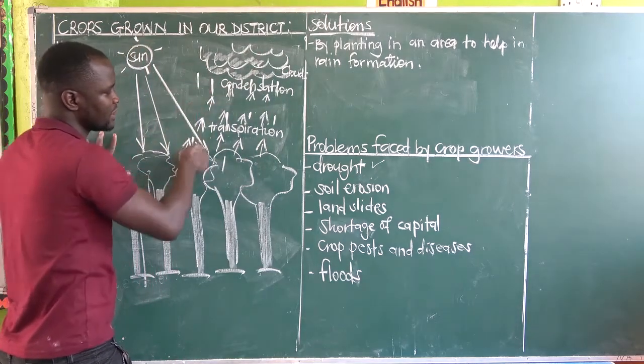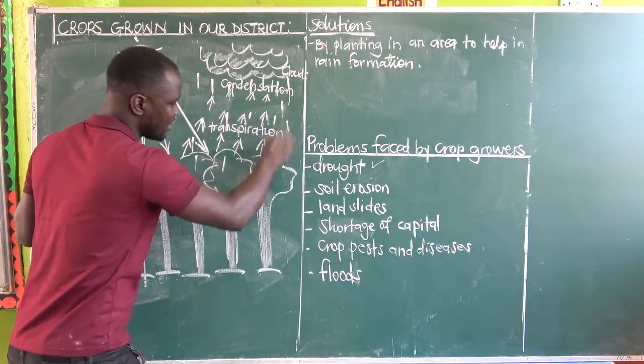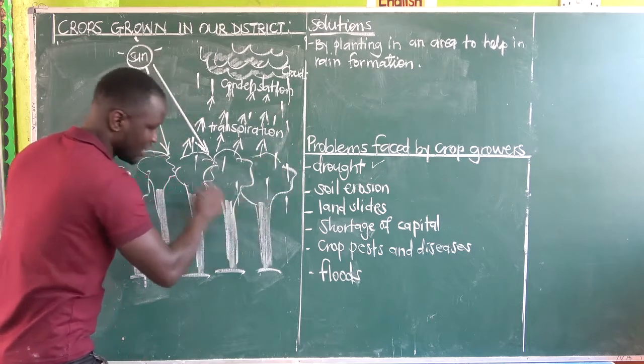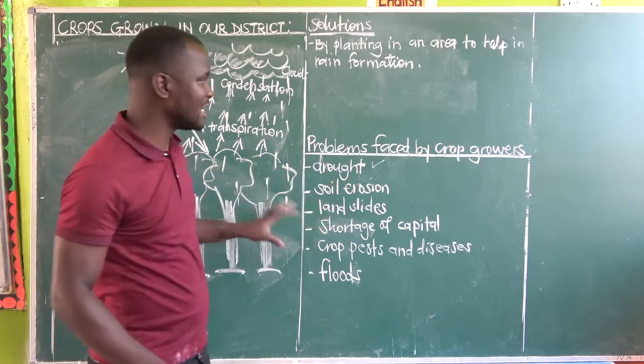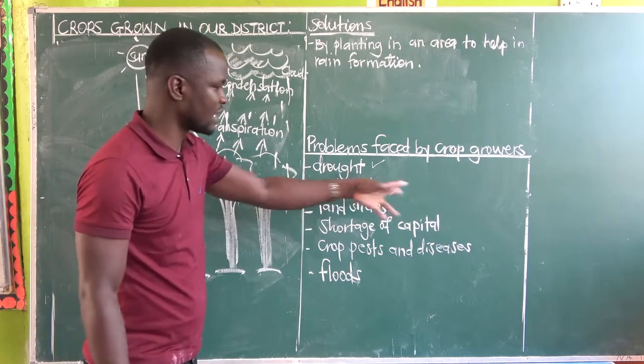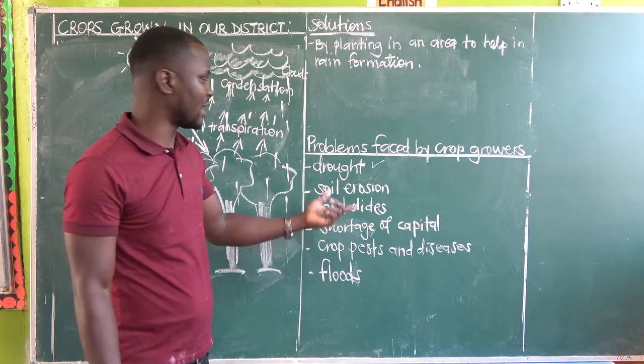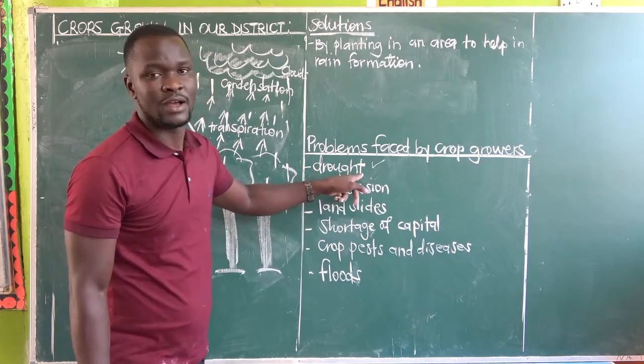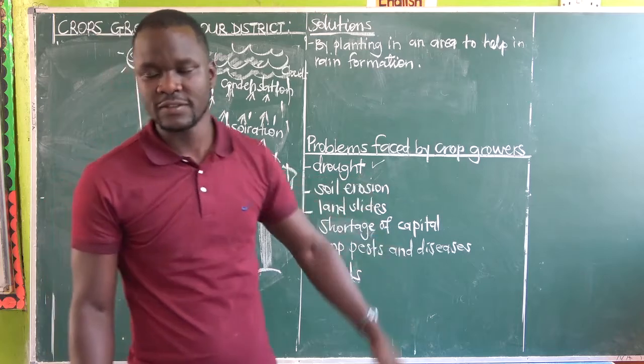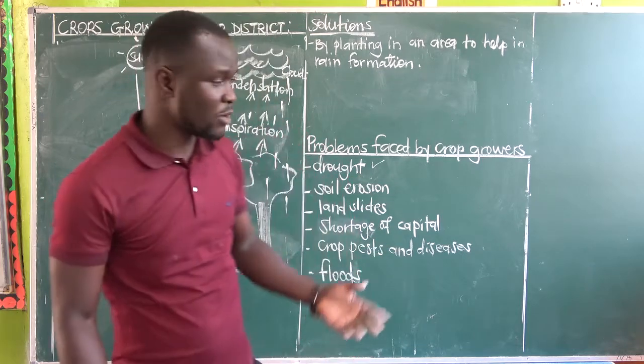Therefore, because of these trees, this area is now receiving what? Rainfall. And if the garden having the crops around is there, then of course this garden is now going to have the rain, and we shall have managed this problem of drought. So that was about drought.